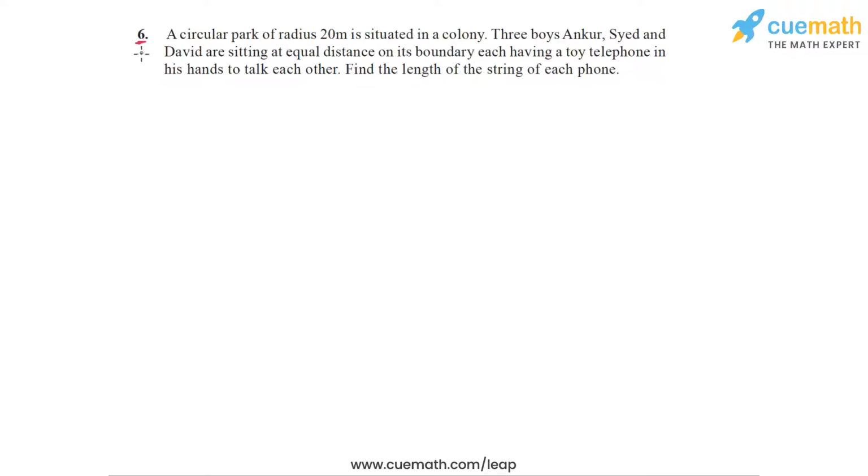In question 6, the problem statement says, a circular park of radius 20 meters is situated in a colony. 3 boys, Ankur, Syed and David, are sitting at equal distance on its boundary, each having a toy telephone in his hands to talk to each other. Find the length of the string of each phone.